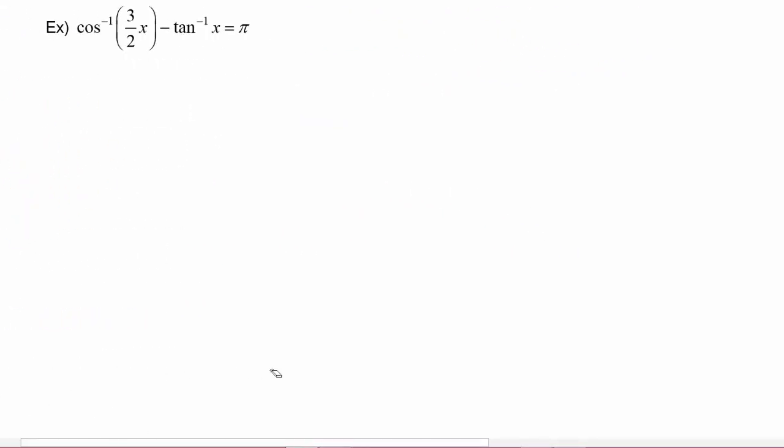In this example, we have to solve cosine inverse of 3/2 x minus tangent inverse of x equals pi. So remember, first thing we did was to isolate a trig function.